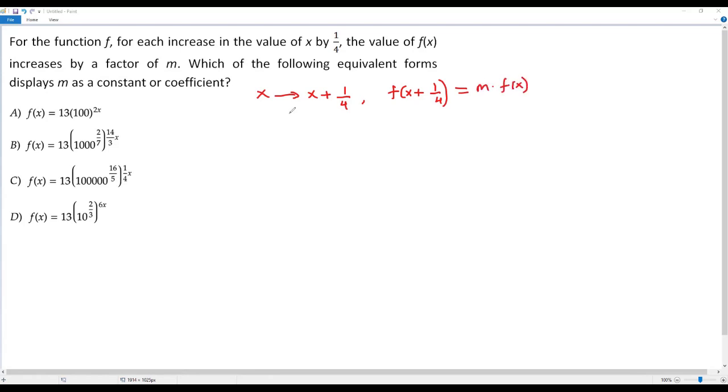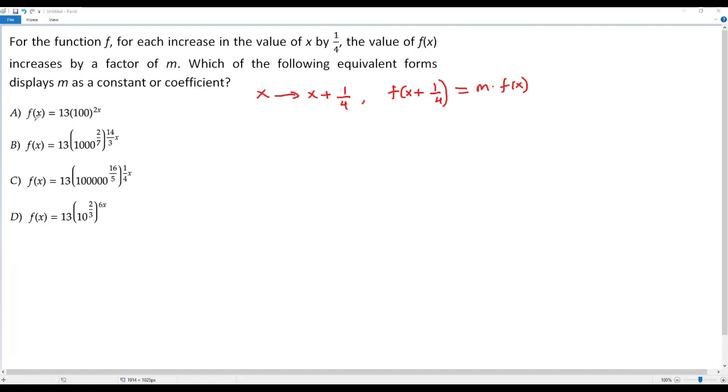Now what I have to do in each of the answer choices is plug in x + 1/4 for x, and then find the corresponding value of m. Once I get the value of m, I have to see the function in each answer choice where the value of m is displayed, either as a constant or coefficient. Now, let's check the function in answer choice A.